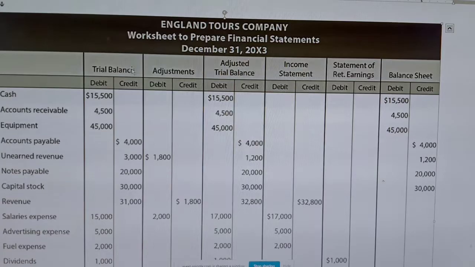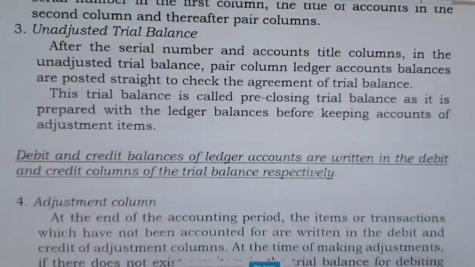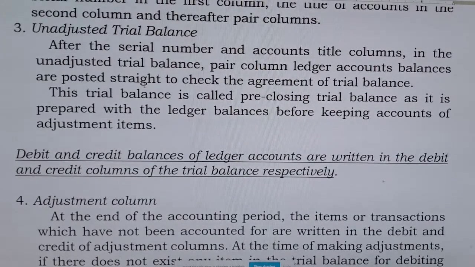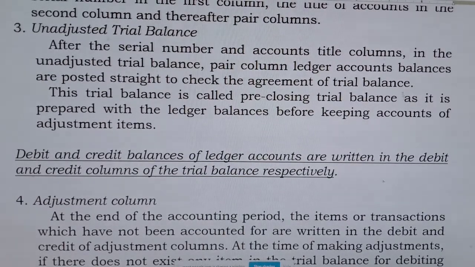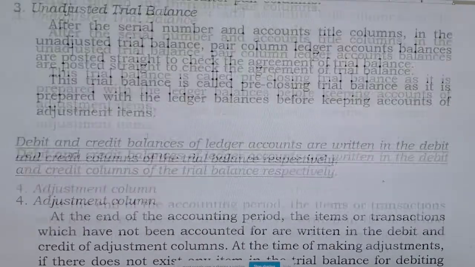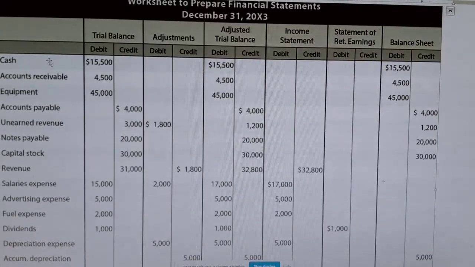So, ang step 3 naman po natin ay, ayan, balikan po natin. So, unadjusted trial balance. So, after the serial number and accounts title columns in the unadjusted trial balance, per column ledger account balances are posted straight to check the agreement of trial balance. So, this trial balance is called pre-closing trial balance as it is prepared with the ledger balances before keeping accounts of adjustment items. So, sa third step naman natin, pagta-transfer ng trial balance.